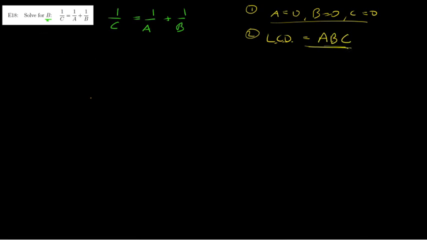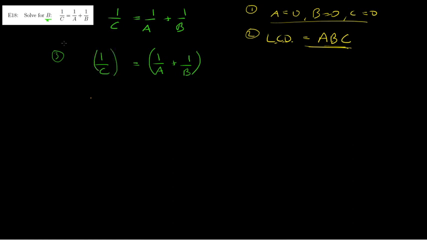Okay. Step 3. Now this is where it always gets dicey. So let me just copy this down again. 1 over c equals 1 over a plus 1 over b. That was the original equation.